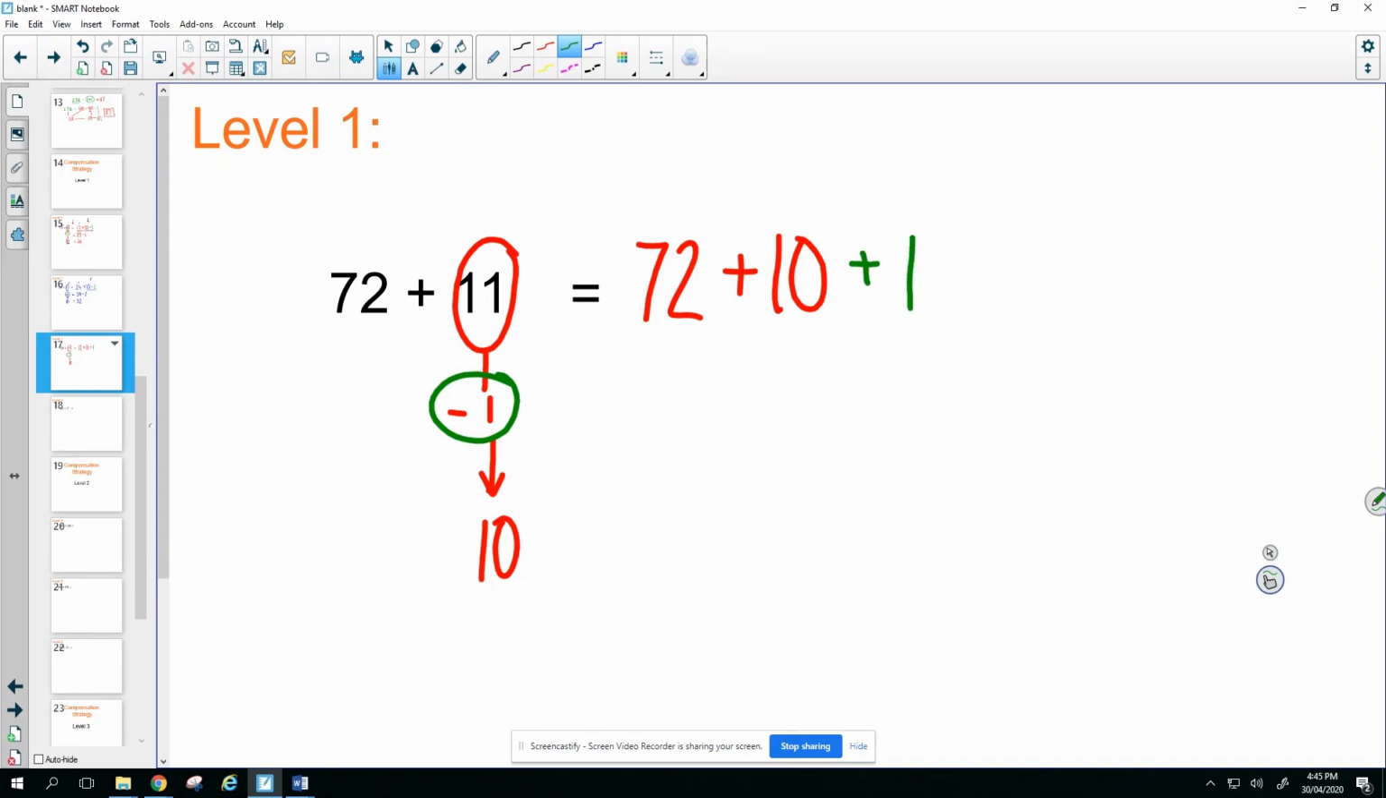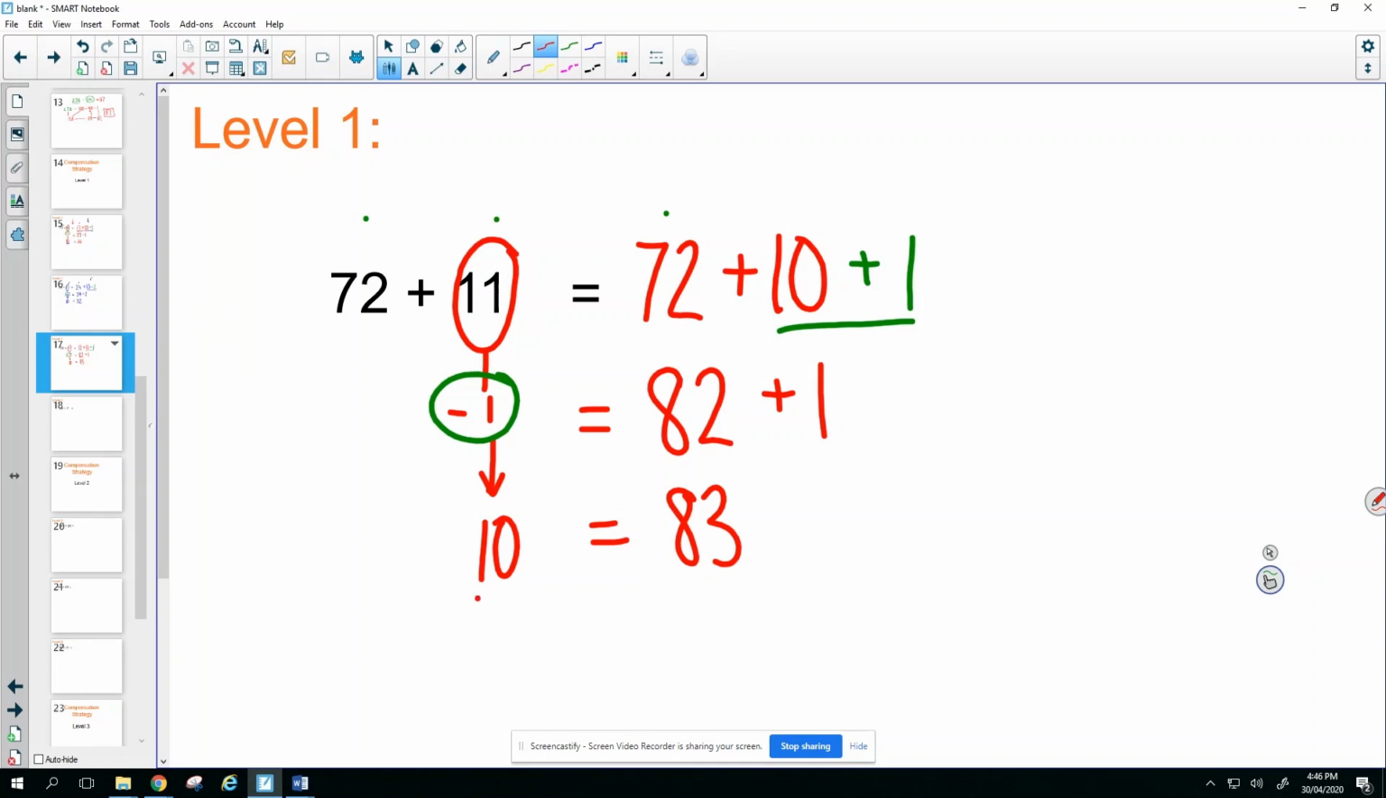Let's double check. Yep, we have the 72. We have the 72. 10 plus 1 is 11, and that is 11. So we haven't changed things. We've done a good job there. Let's put our equal sign. 72 plus 10 is 82. I have to bring down my plus 1. Very important to bring it down. 82 plus 1 is 83. My answer is 83.